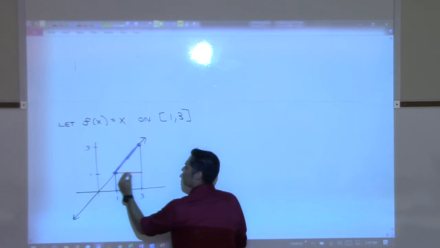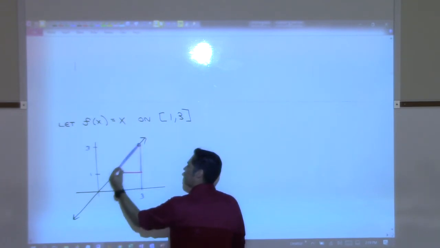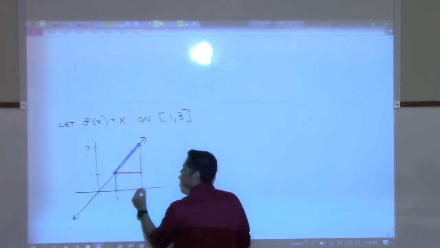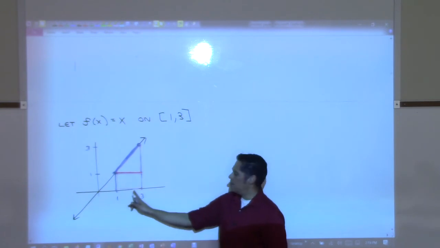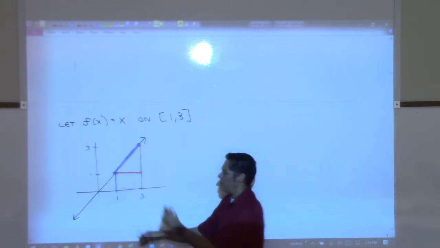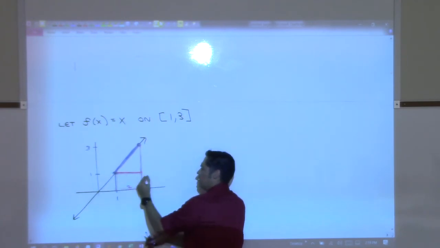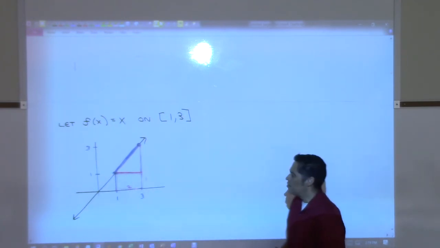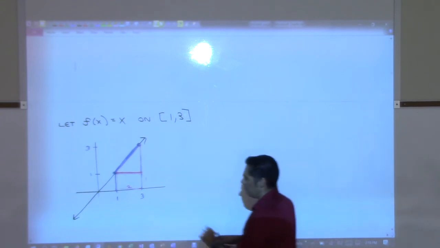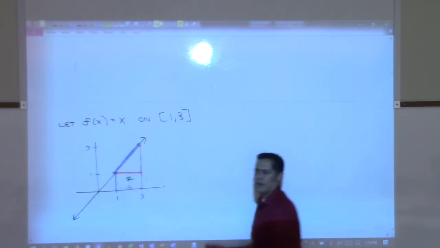We have this right here and this right here, don't we? We have two shapes. So how wide is that piece right there? 2. So this is 2 wide. How tall is it? 1. Right, it's not drawn to scale. So what's the area of that rectangle in there? The area of that's 2, right?